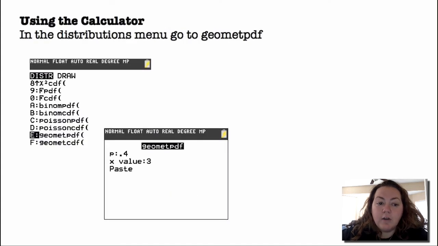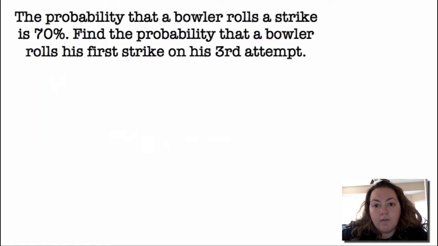All right, using a calculator in the distributions menu, remember that second vars, you'd go to geometric PDF, and it'll ask you for the probability of success and then what your X value is, and it'll calculate this for you. You could also do a cumulative, so geometric CDF, if you wanted to find like before that many or below attempts.